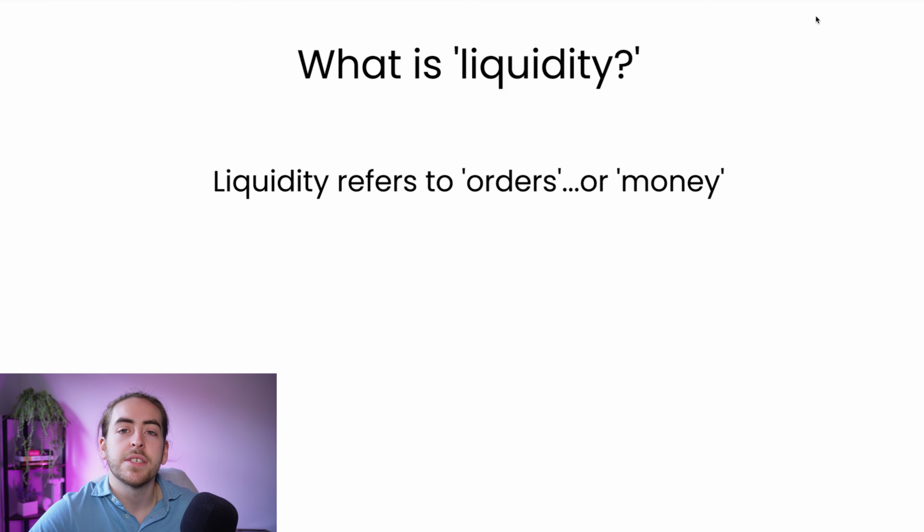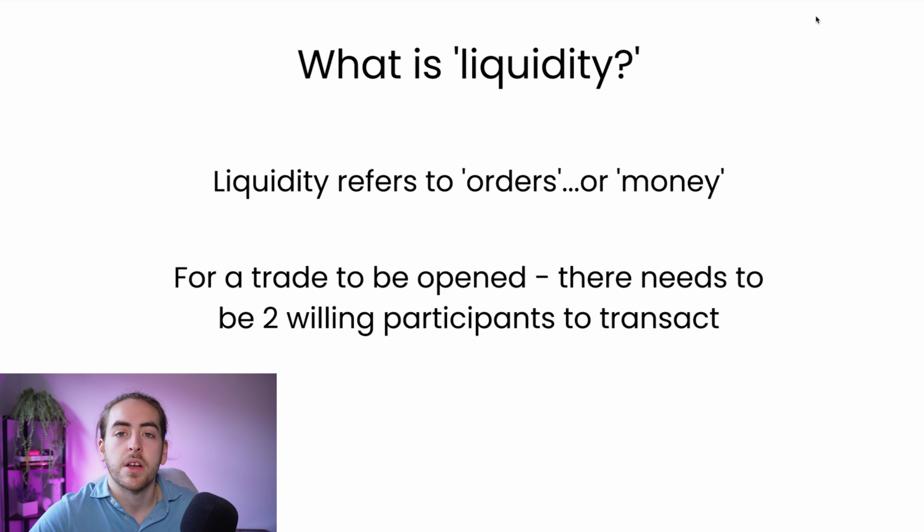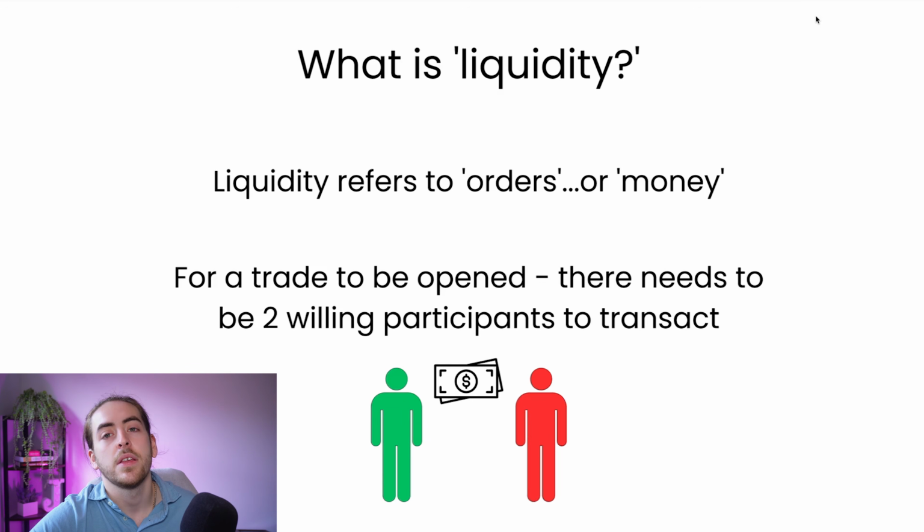So first of all, what is liquidity? Well, liquidity simply refers to orders or money in the market. So it's basically the availability of money for transactions in a market. Now, to break it down into simple terms, for a trade to be opened, there need to be two willing participants ready to transact. So every time you buy, someone is selling to you. And every time you close a trade or enter a short position, a sell trade, someone is buying from you. It's basically a big auction and we are buying and selling to each other.